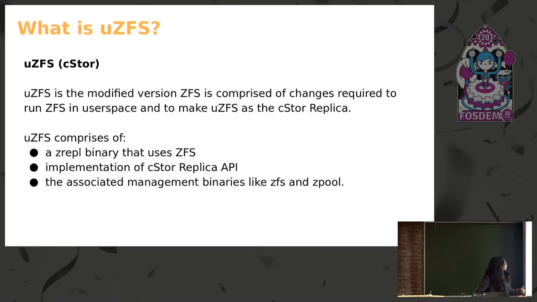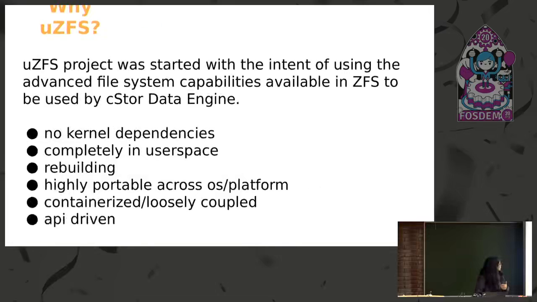So cStor, as I mentioned, is a storage engine, and it basically comprises three things. The first is the zrepl binary. I'll come back to what zrepl exactly is. The second thing is the implementation of the replica API, which we use for the IO operations, plus the rebuilding, replication, and cloning part of it. And the third thing is the management binaries, the changes which we made in the management binaries, zfs and zpool.